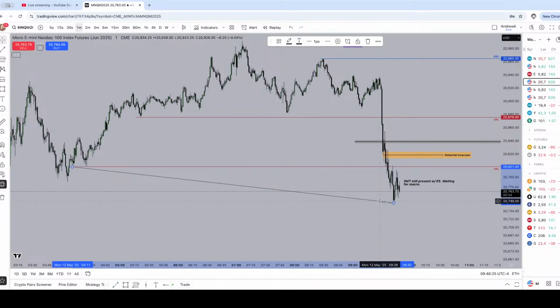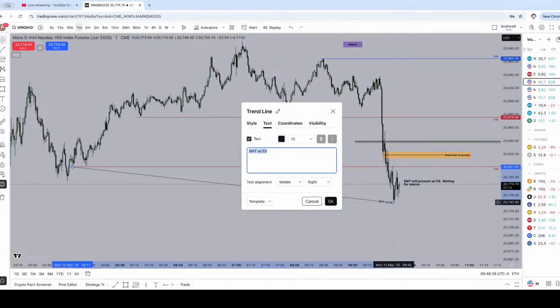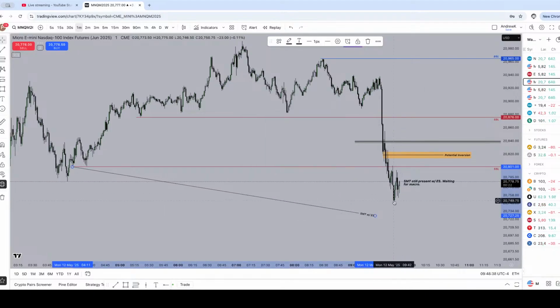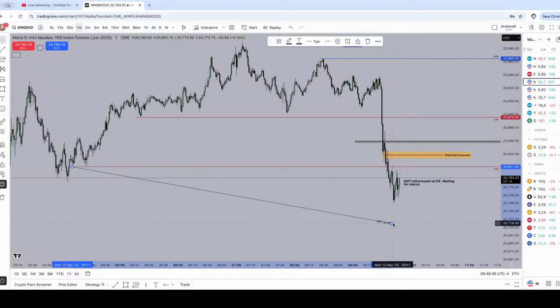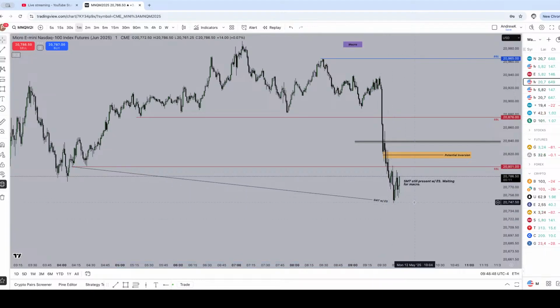The macro is fixing to open, so it could go lower. But, I mean, just look at these equal lows right here, simply. I'm just going to keep this here. It's still present until it's not. So it doesn't matter if it goes here, then the macro opens. It could stop here.